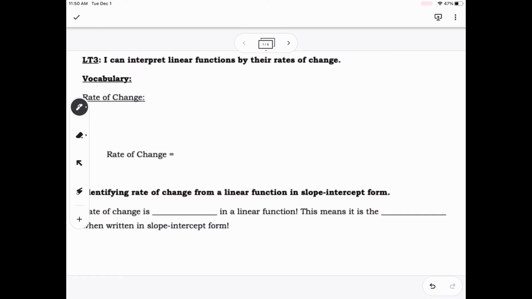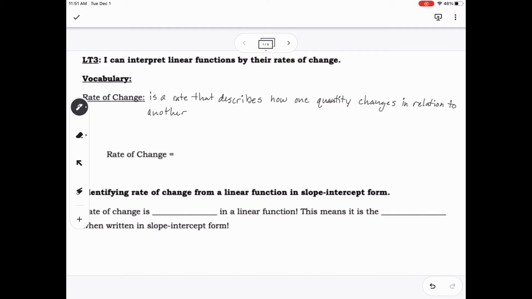Today's lesson is over learning target 3, where at the end you should be able to say, I can interpret linear functions by their rates of change. Okay? So the one phrase that we're talking about today is the rate of change, and this is a rate that describes how one quantity changes in relation to another quantity. So in overall, we're going to be talking about how this changes between two values on your coordinate plane, so the x values and the y values.